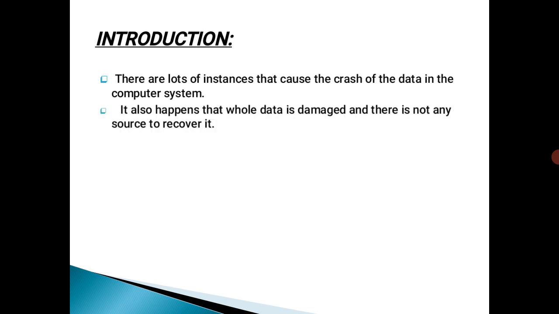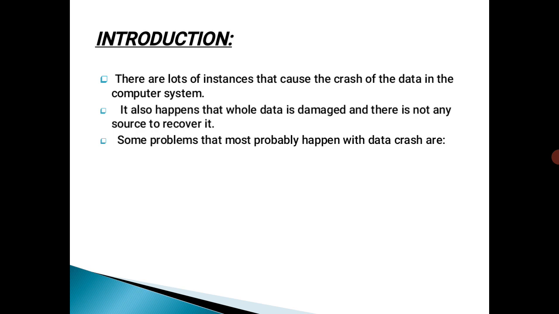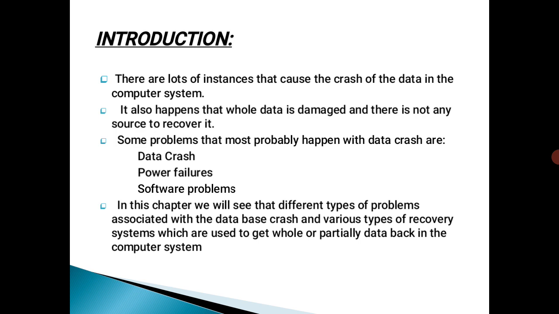There are lots of instances that cause the crash of the data in the computer system. It also happens that whole data is damaged and there is no source to recover it. Some of the problems that most probably happen with data crashes are data crash, power failures, software problems. In this, we will see the different types of problems associated with the database crash and various types of recovery systems which are used to get whole or partial data back in the computer system.